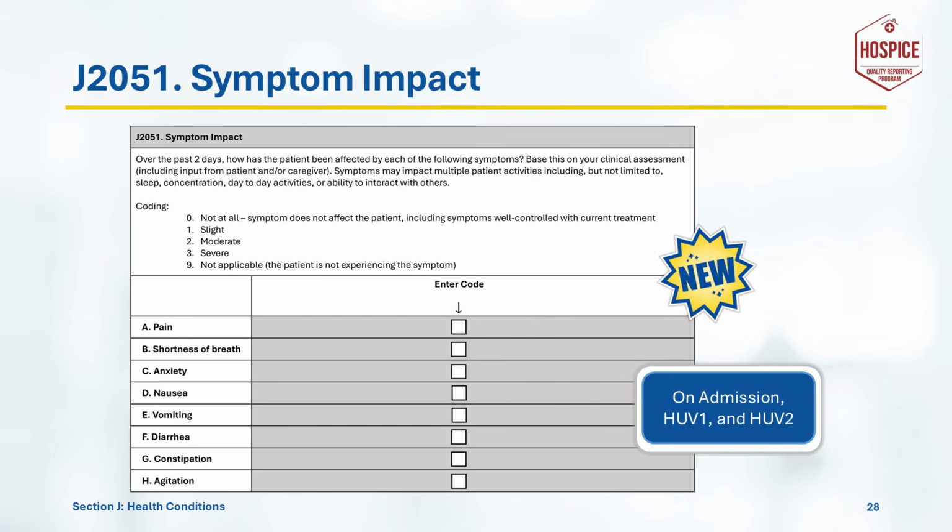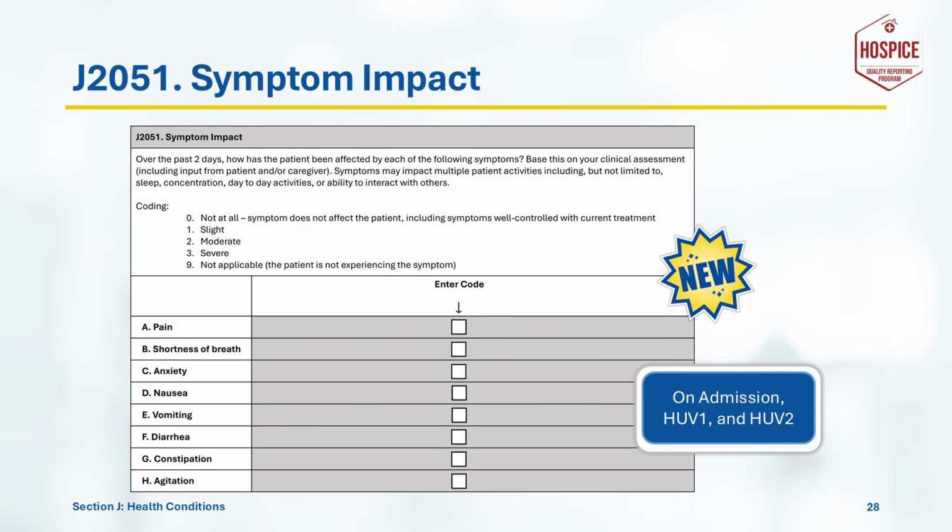If the clinician determines the patient has been impacted by symptoms, the next new item is J2051, symptom impact. This item is also collected on admission at HUV1 and HUV2. It asks the clinician over the past 2 days, how has the patient been affected by each of the listed symptoms?